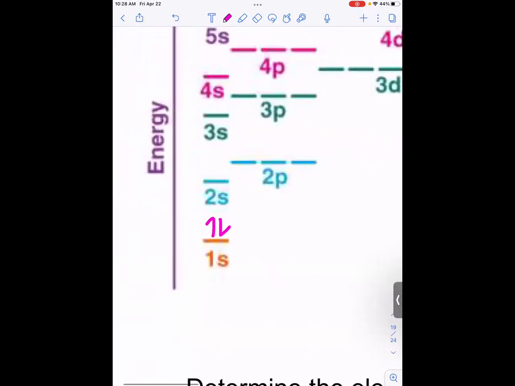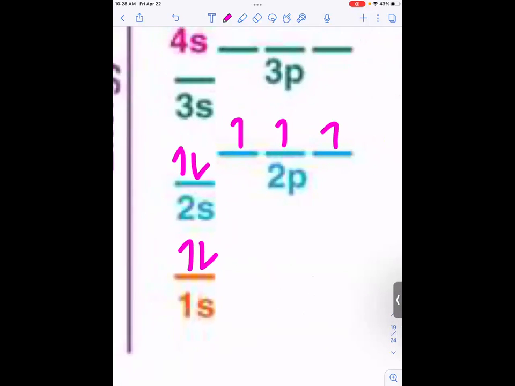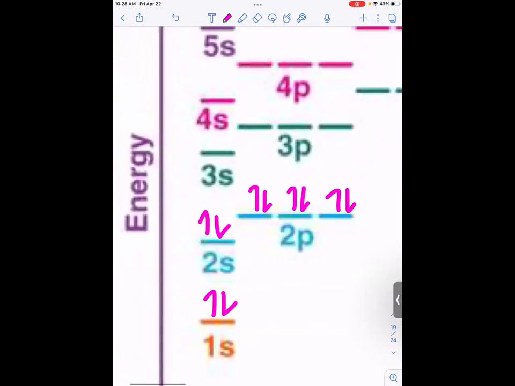That's 2. That's 3, 4, right? And now I'm going to do this 1, 2, 3. So that's 2, 4, 5, 6, 7, and then 8, 9, 10. And then I'm going to go up to 3s and put that here, 11.